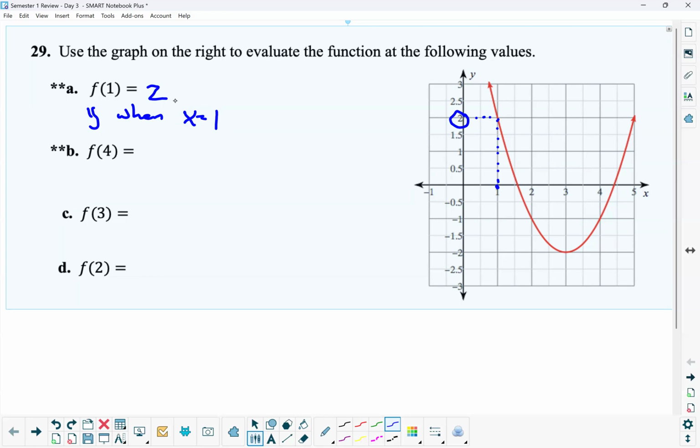F of 4, same thing, our y value when x is 4. So go to 4 on the x-axis, go down to the graph in this case, go to the left, find your y value. C and D are yours to do on your own.